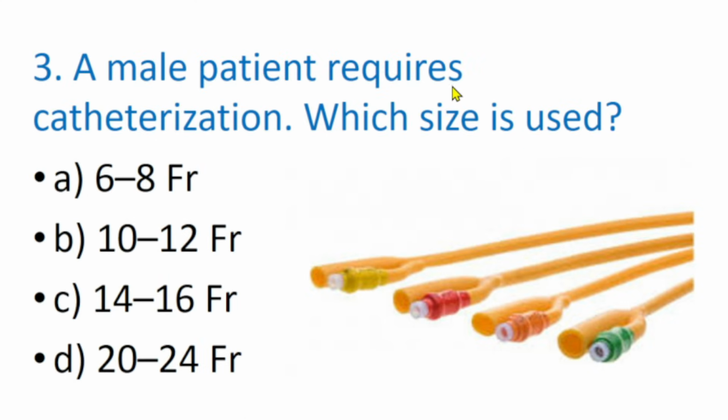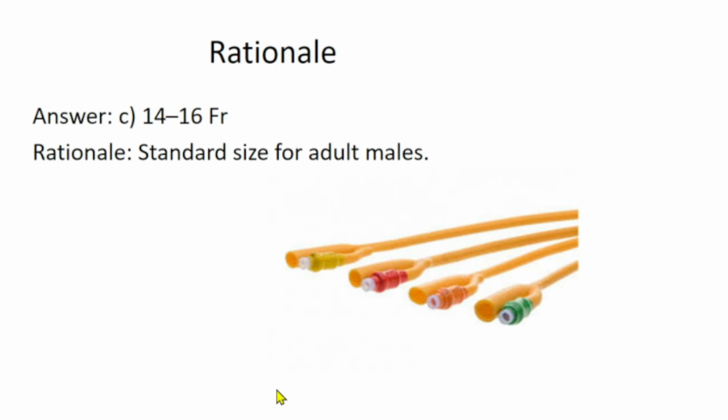Third question, a male patient requires catheterization. Which size is used? 6 to 8 French, 10 to 12 French, 14 to 16 French, 20 to 24 French. Correct answer, 14 to 16 French. That is used for adult males. What are the color codes for 14 to 16? The 14 size is green color and the 16 size is orange color. This is usually used for adult males.